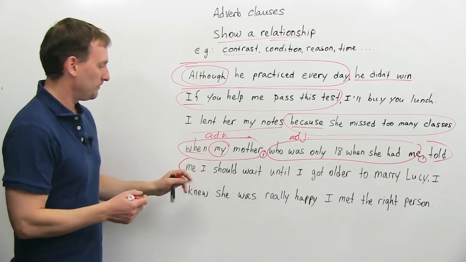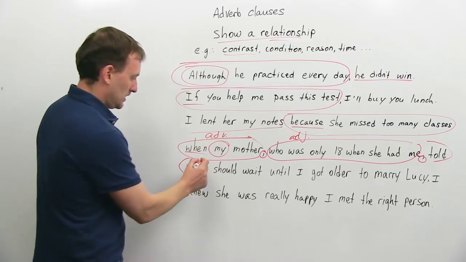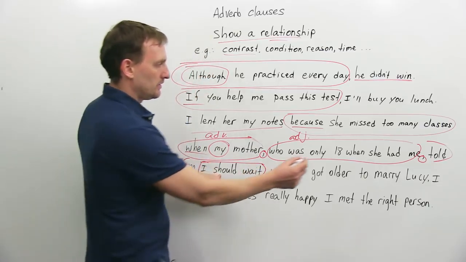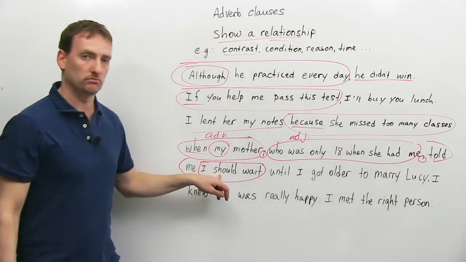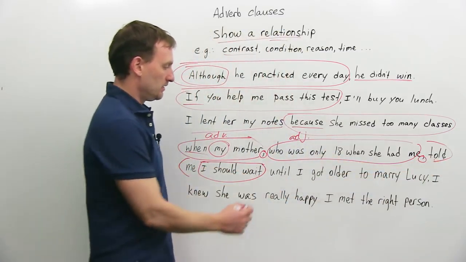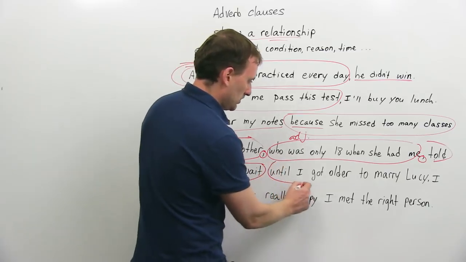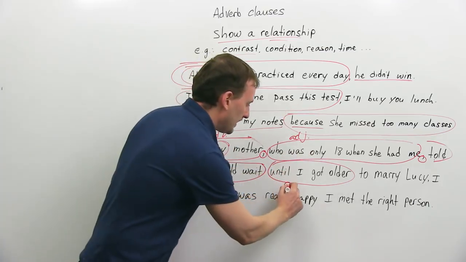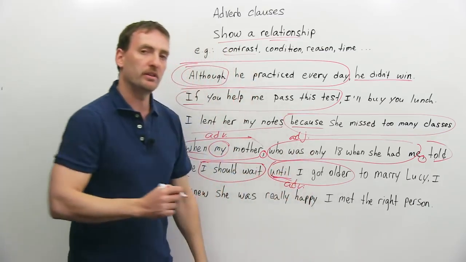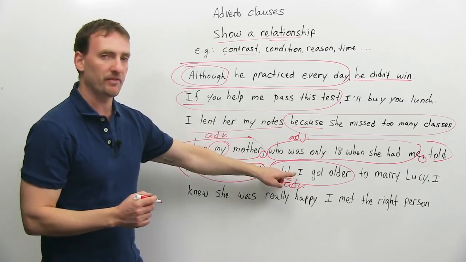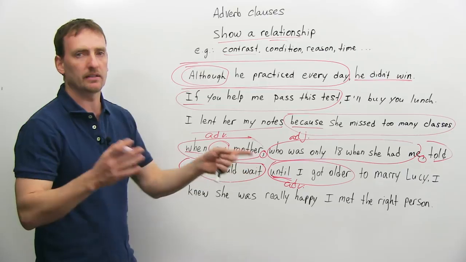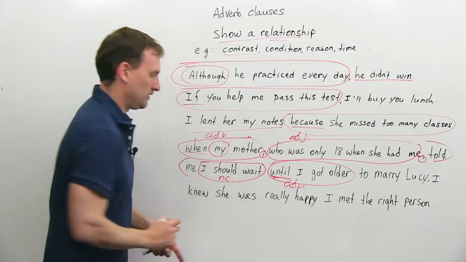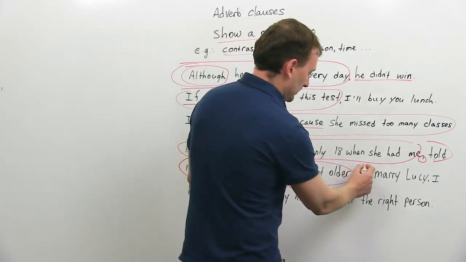When my mother told me what? I should wait. Noun clause. Object to told. Told me I should wait until I got older. Until when should I wait? Here we have another adverb clause with time, right? This relationship of this clause is to this clause. I should wait until a specific time. This is a noun clause. To marry Lucy, this is just a complement.